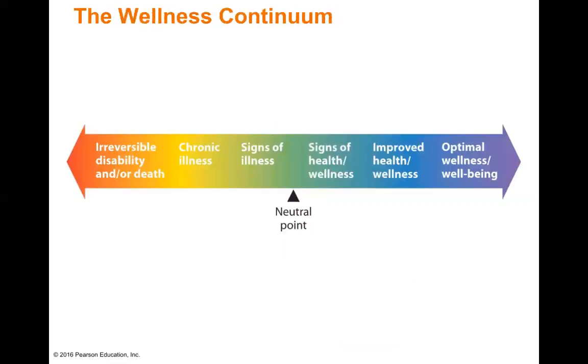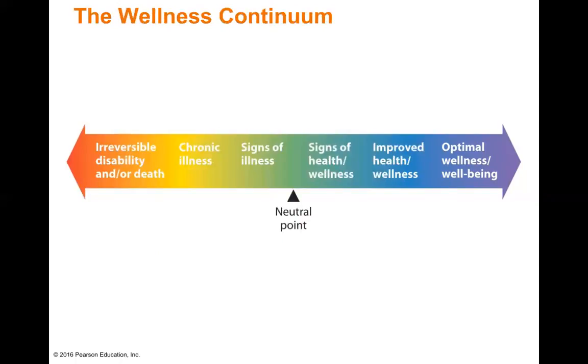So health goes on a continuum. You could have irreversible disability or death. I mean, that's just obviously way down on the scale. Think of a chronic illness like asthma, diabetes, and then you have signs of the illness that pop up, and then you have signs of health and wellness, then you have improved health and wellness, and then you have optimal wellness and well-being. You could slide across that scale at any given time.